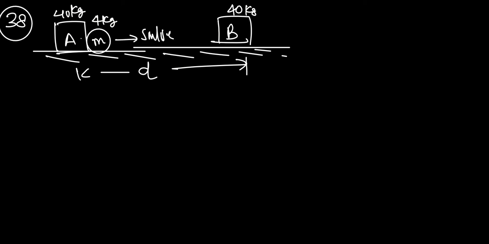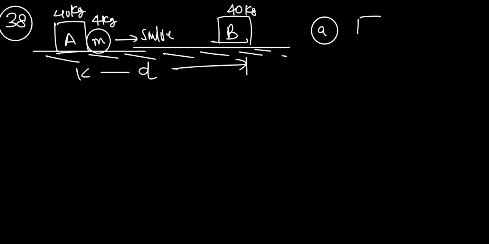So what is happening here? A is throwing the ball to B, then B is catching and throwing the ball back to A with the same speed with respect to the ground. So what are the questions? Part A is asking, find the speed of A after he rolls the ball for the first time.